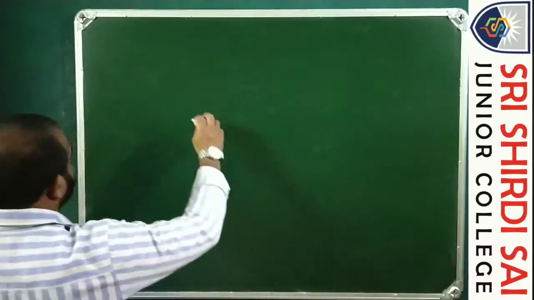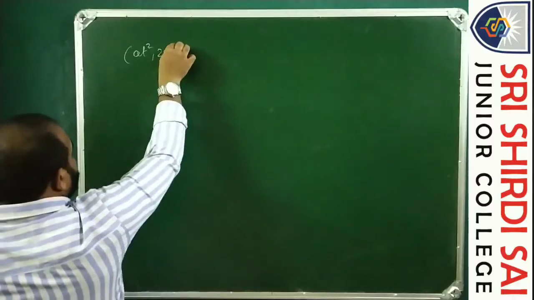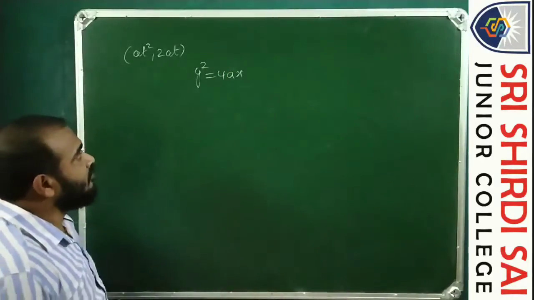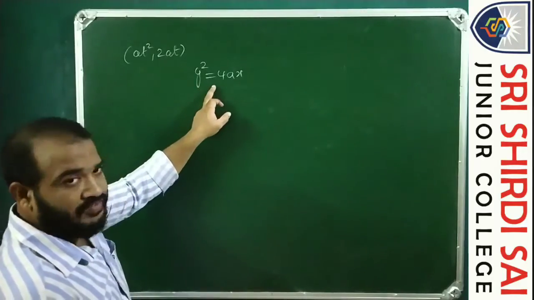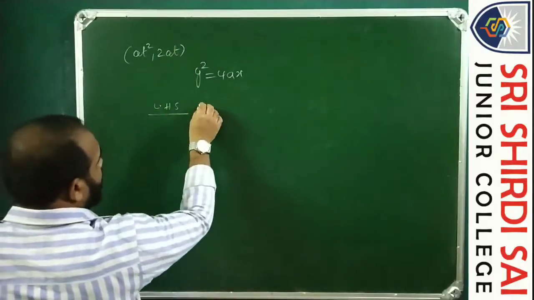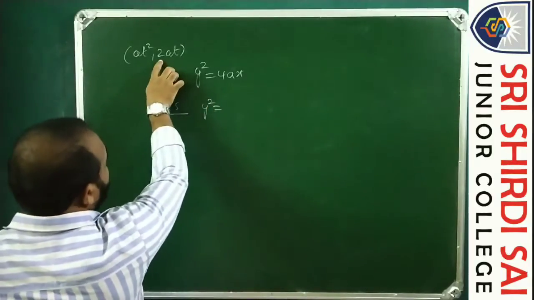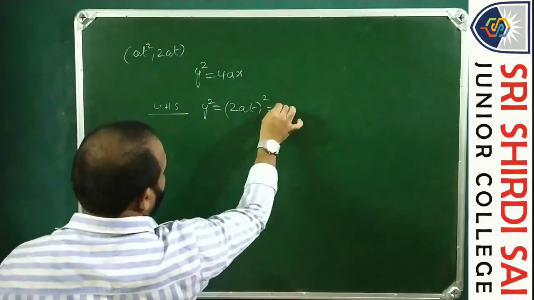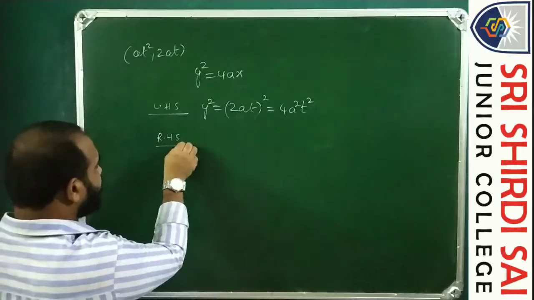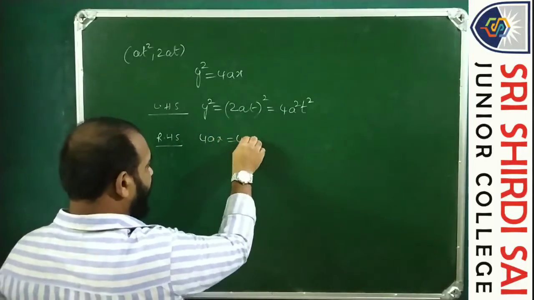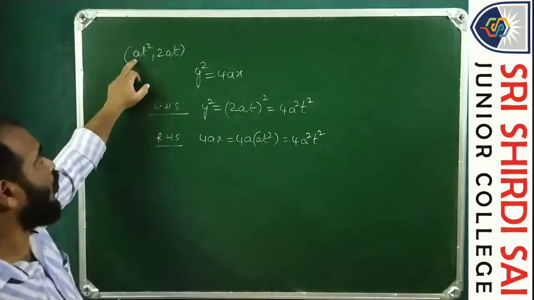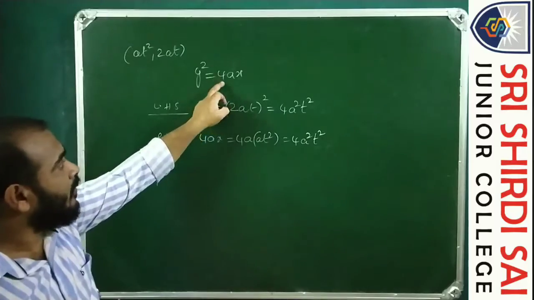Now see, if you consider the point (at square, 2at) and substitute it in the parabola y square equals 4ax, this point will satisfy the equation. For example, LHS: y square is (2at) whole square, which equals 4a square t square. Now RHS: 4ax is 4a into at square, so 4a square t square. Therefore this point, when we substitute in this parabola, gets satisfied.